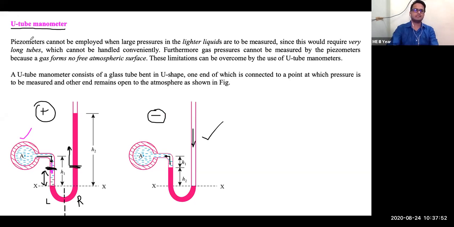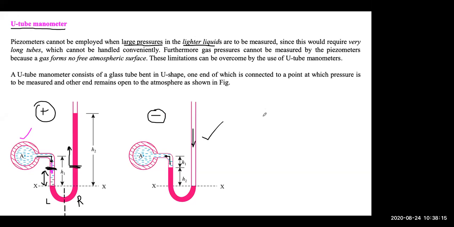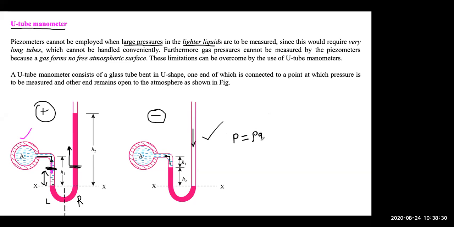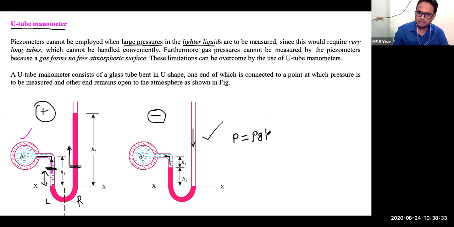Okay, now you can see the definition written here. A piezometer cannot be employed where large pressures in lighter liquids are to be measured. Okay, why is it written lighter liquid? Can anyone elaborate? Anyone from the class? Narrow space, sir. You have to use the mathematical expression P equals rho g h. Rho which has less density, sir. Yes, rho into g into h.